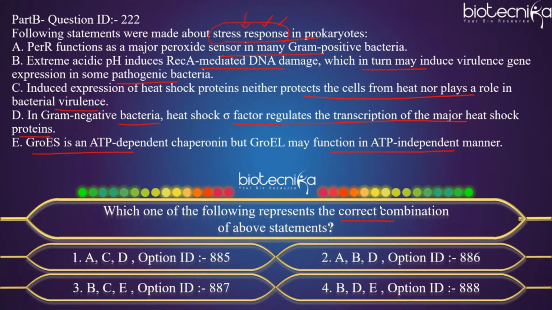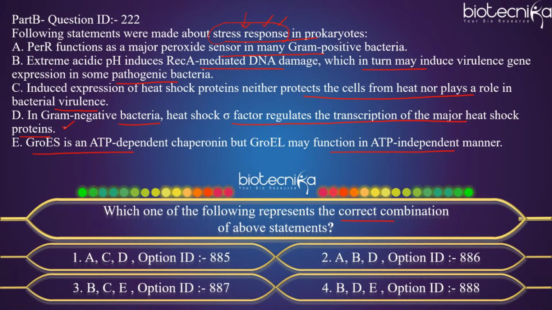For this particular question, if anybody has tried, first, like what we saw in the previous question, sigma factors play an important role, right? So we can say option D should be included in the answer. We see that two options have D. So D is a correct option.